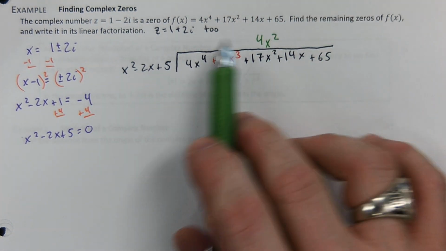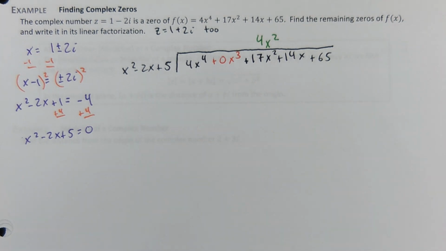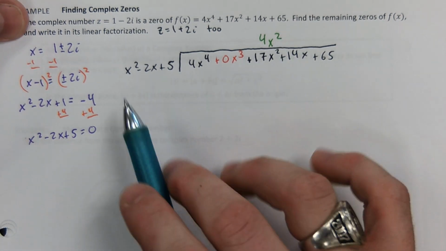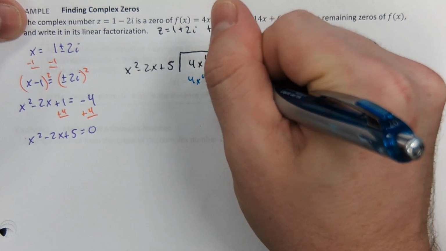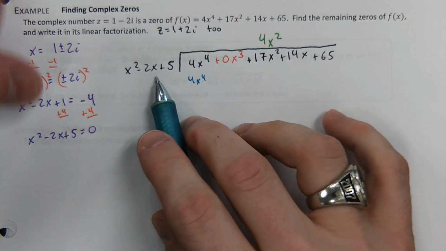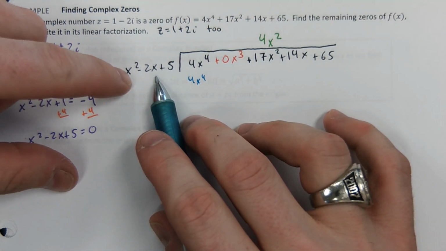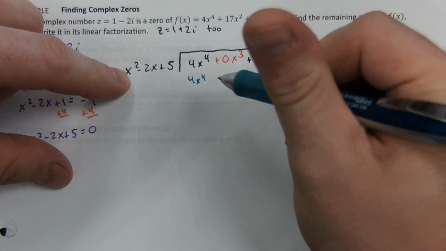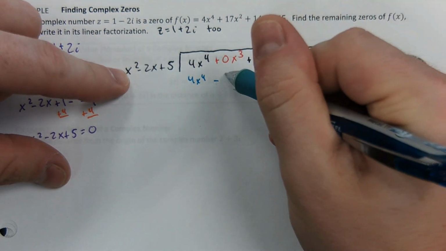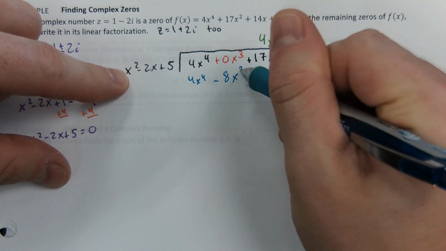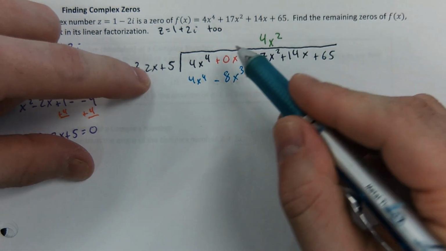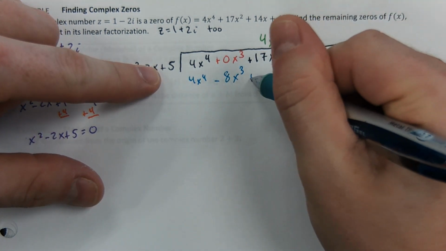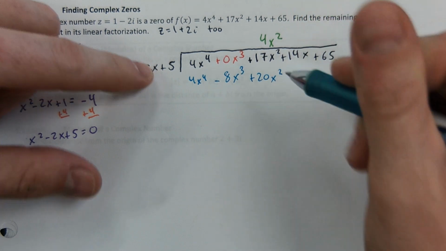We now take this 4x squared and we distribute it. 4x squared times x squared gives me 4x to the 4th. 4x squared times negative 2x gets me negative 8x to the 3rd. Sorry. And 4x squared times 5 gives me positive 20x squared.